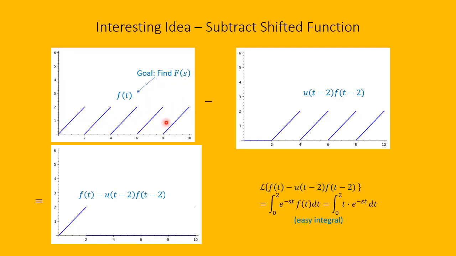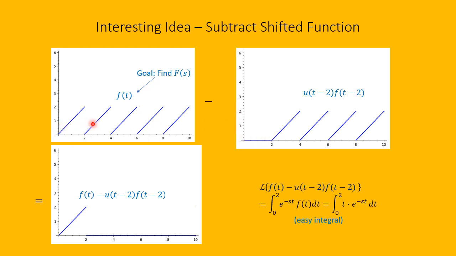So let's suppose that this is our periodic function f of t. Our goal is to find a formula for the Laplace transform of f of t, capital F of s. So here's how we're going to do it. We're going to look at this function f of t. From that, we're going to subtract the function u of t minus 2, f of t minus 2. Here the period is 2. So we just shift it over 2 units.